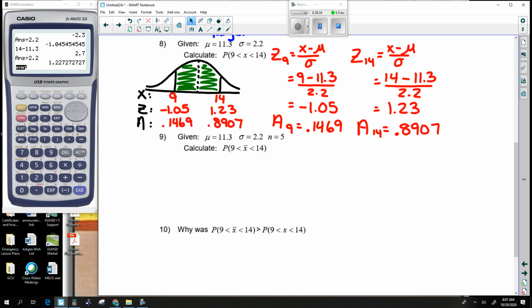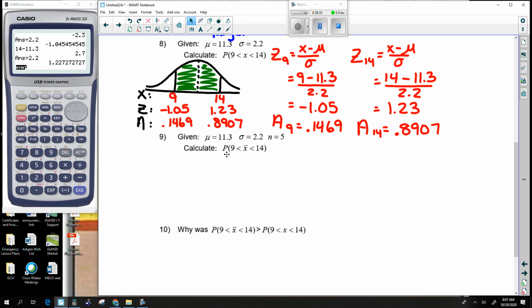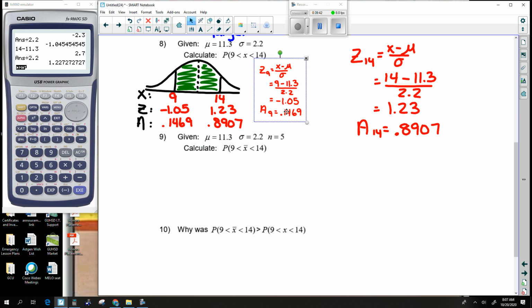And so now I need to find the area in between those two. So what I need to do is take the big area minus the small area.